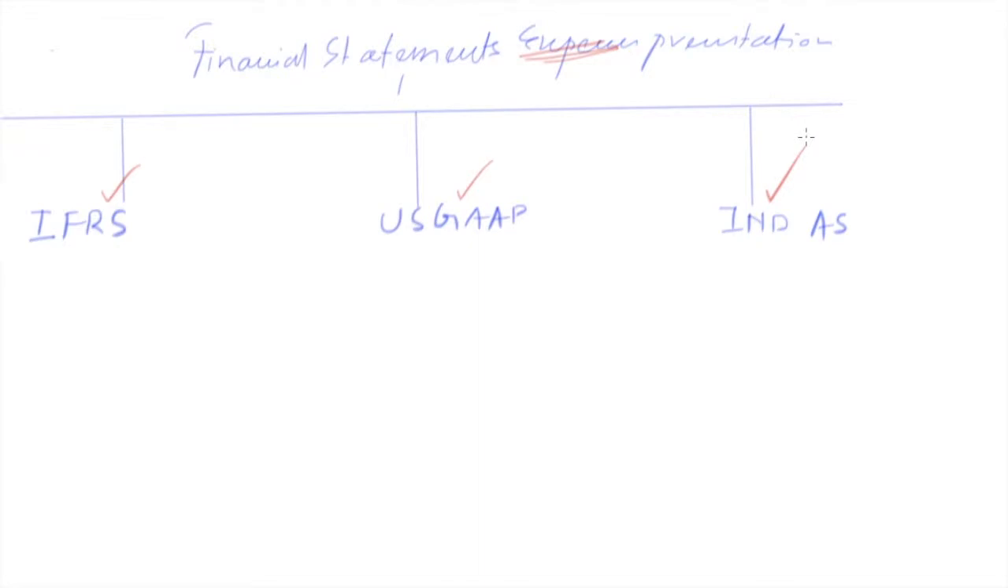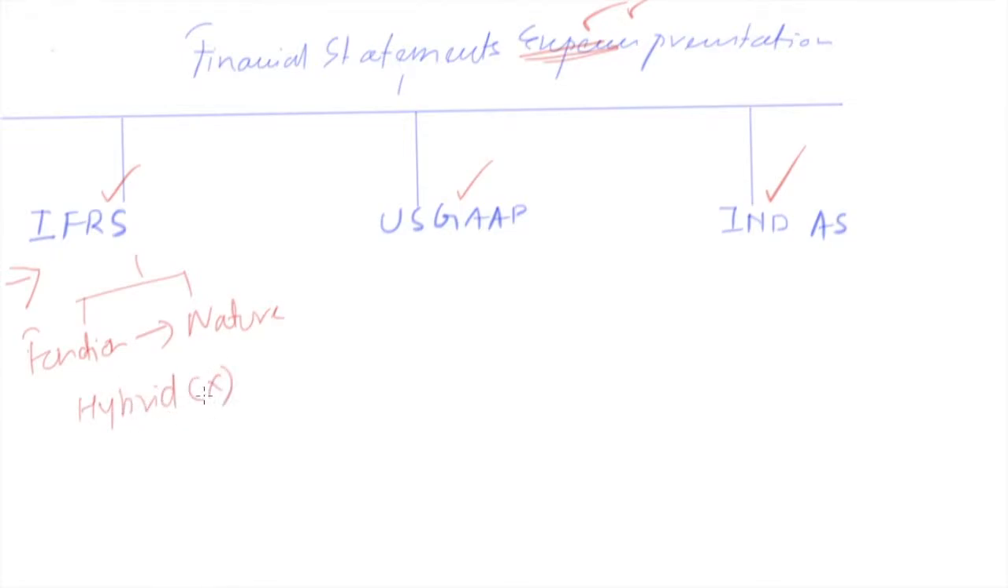So let's start with the IFRS. What does IFRS say in respect of the presentation of expenses? So IFRS allows both methods. The entity can either present expenses based on the function, or they can present based on the nature. However, a hybrid disclosure is not allowed.